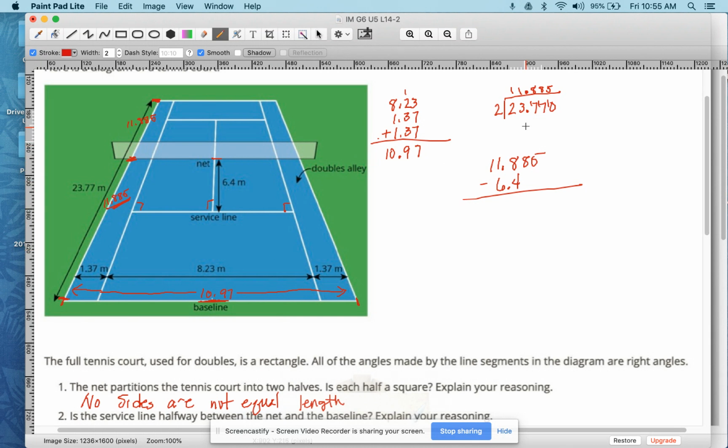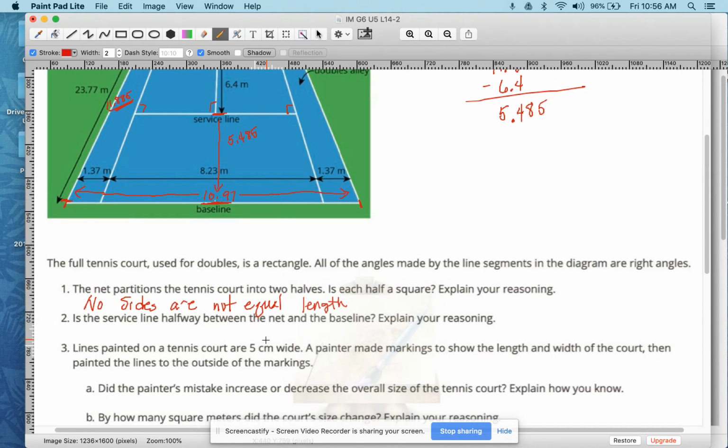So let's take a look, and we'll get 5 minus nothing is 5, 8 minus nothing is 8, 8 minus 4 is 4, and 11 minus 6 is 5. So what they're saying is from here to here is 6.4, but from here to here is 5.485. So is the service line halfway between the net and this baseline? Again, the answer is no, and explain your reasoning.